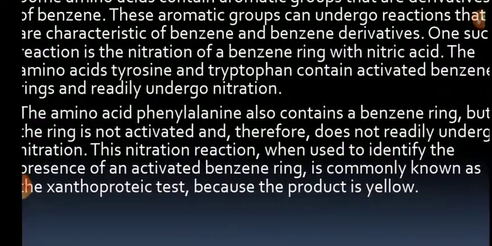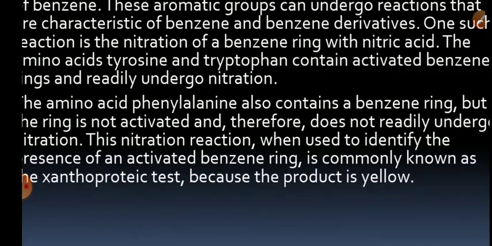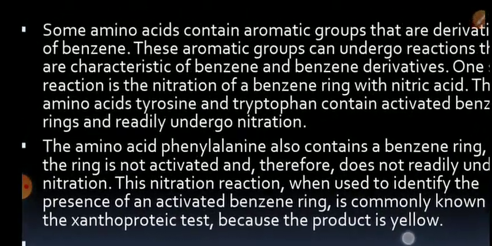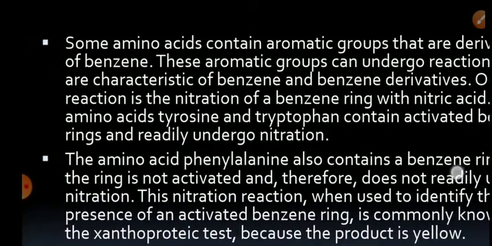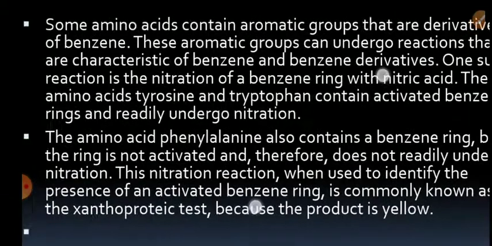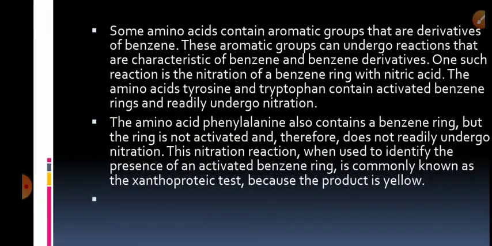Some amino acids like tyrosine, tryptophan and phenylalanine contain aromatic rings. But only tyrosine and tryptophan contain an activated benzene ring, and hence proteins which contain tyrosine or tryptophan give this test positive, because this is a test of activated benzene ring. Nitration of the benzene ring takes place and a red color develops.